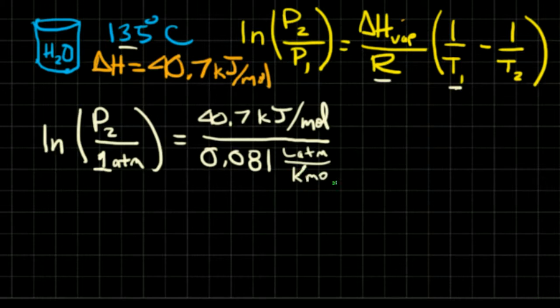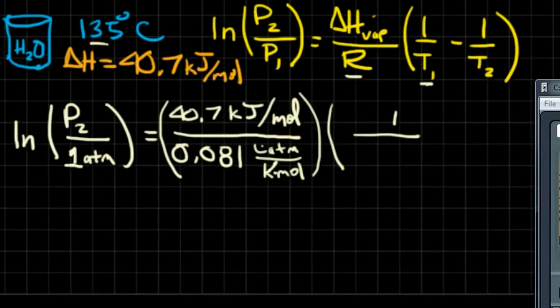And actually that should be a capital K, because that's Kelvin. Kelvin times moles, and this is liters times... All right, so that's this value here. The next part we're going to plug in is 1 over T1. T1 is the temperature at which water boils, so we're going to say 100 degrees Celsius.